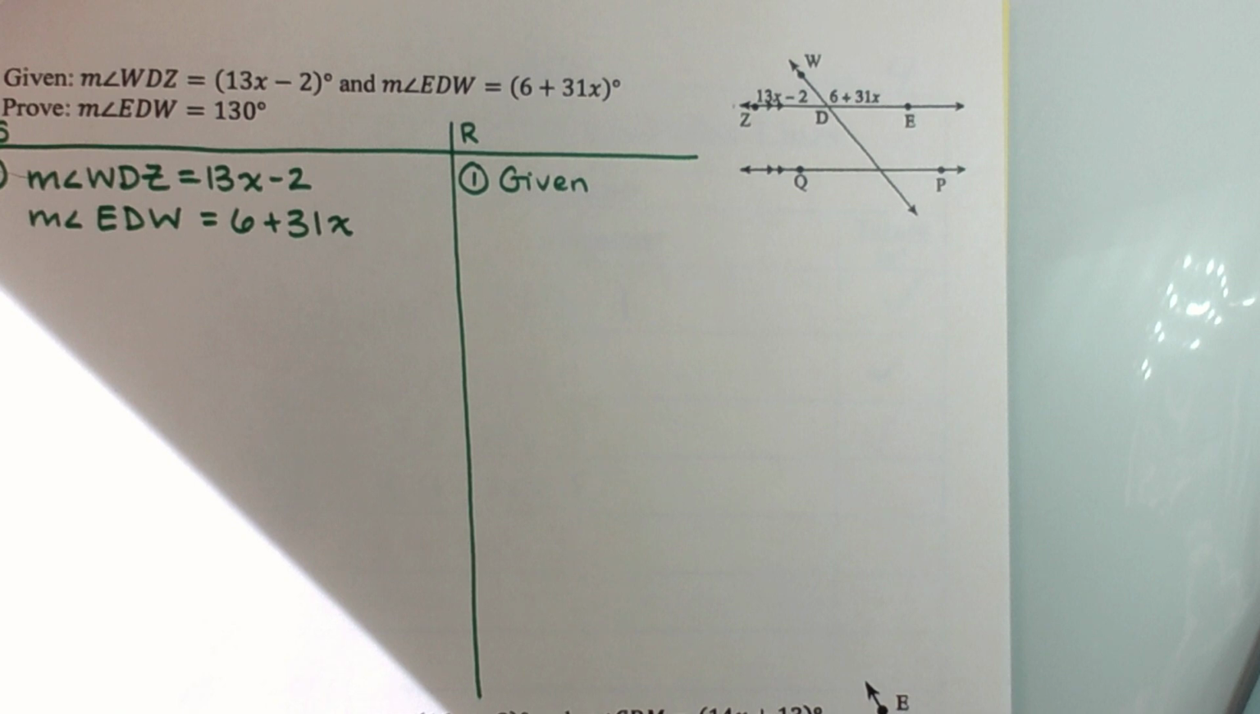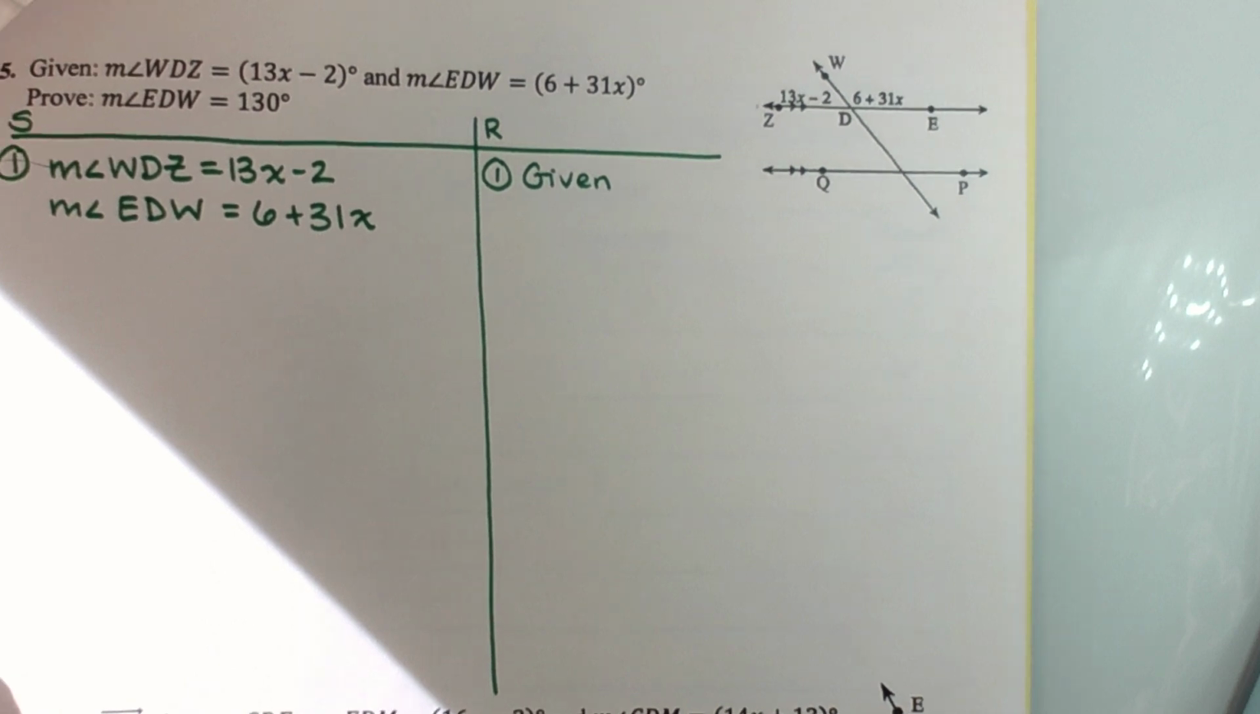Okay. Measure of angle WDZ is equal to 13x minus 2. The measure of angle EDW is 6 plus 31x.